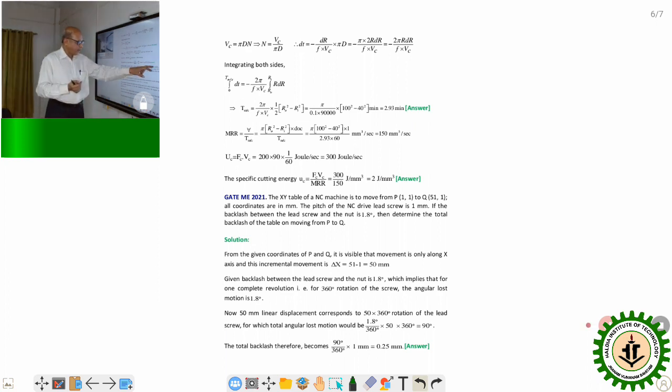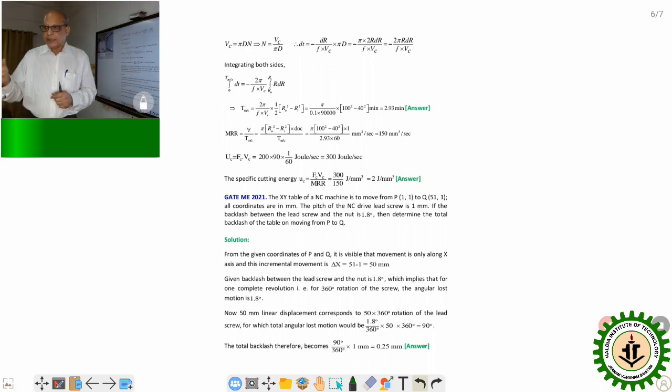Now, from the P coordinate and Q coordinate, you find that Y coordinate values remain same. So, the movement is exclusively along X axis. So, what is the incremental movement along X axis? That is 51 minus 1, that is 50 millimeter. Now, given backlash between the lead screw and the nut is 1.8 degree. That implies for one complete revolution, that is the 360 degree rotation, there will be backlash of 1.8 degree. This is popularly known as wind up error. So for 360 rotation of the screw, the angular lost motion is 1.8 degree.